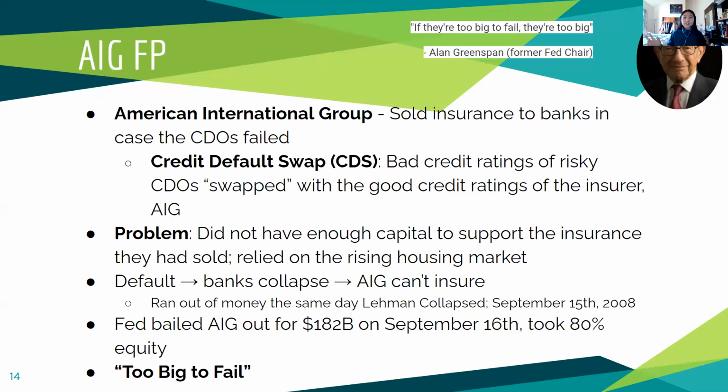But the problem is that AIG insured banks to the extent where they couldn't even cover them anymore. When the housing crisis happened and people defaulted, houses foreclosed, banks shut down, and people took out money from banks, AIG couldn't insure the banks because so many banks had failed and wanted insurance. AIG didn't have enough capital to cover all of that insurance, so AIG itself also failed. It ran out of money on the same day that Lehman Brothers collapsed, September 15th. The next day, the Fed bailed out AIG and took 80% equity, which means ownership, in the company.